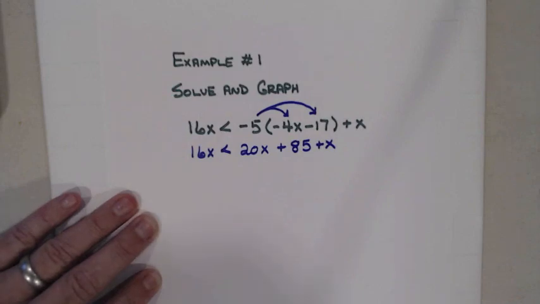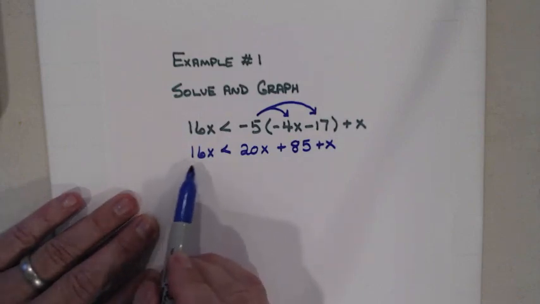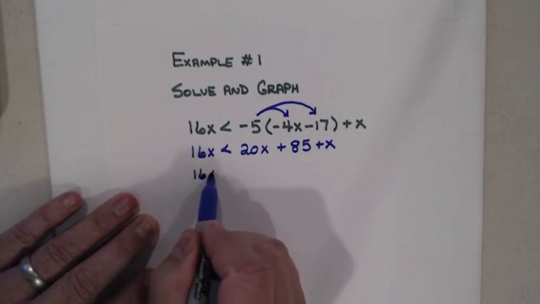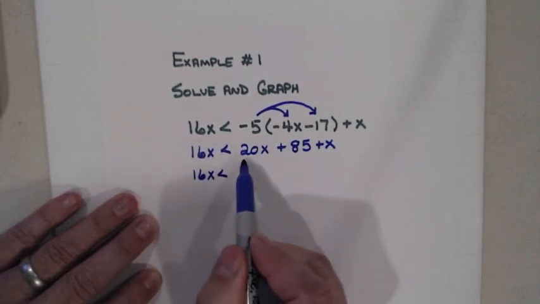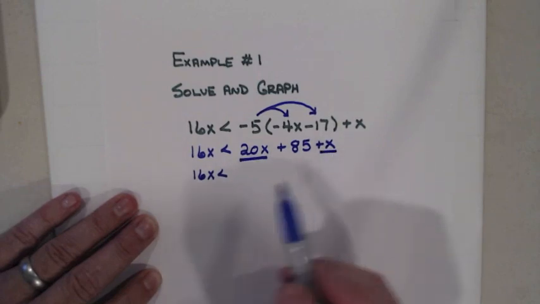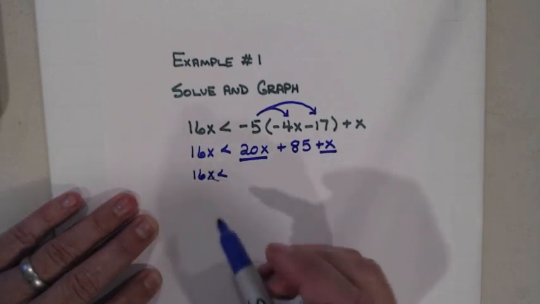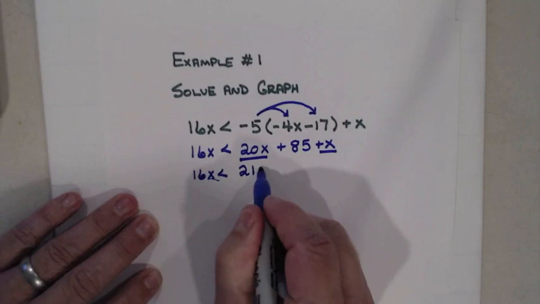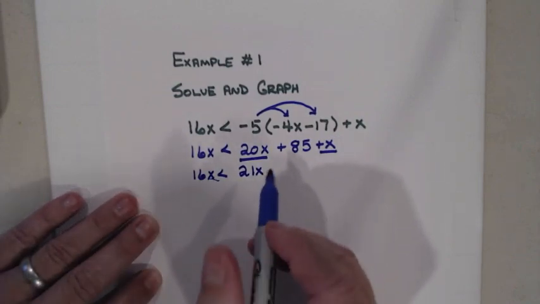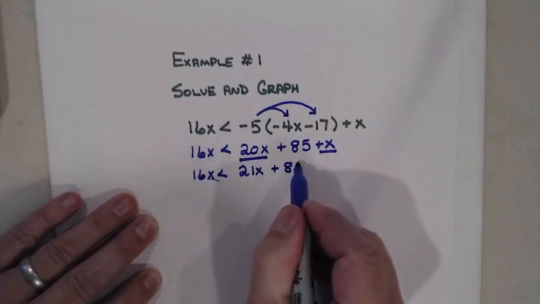After I use my distributive property, I need to see if I can combine like terms. I look over here on this side, nothing to combine together over here. Over here on this side, though, I have this 20x and this x. Put those together, I have a total of 21x. I'm bringing down the plus 85.